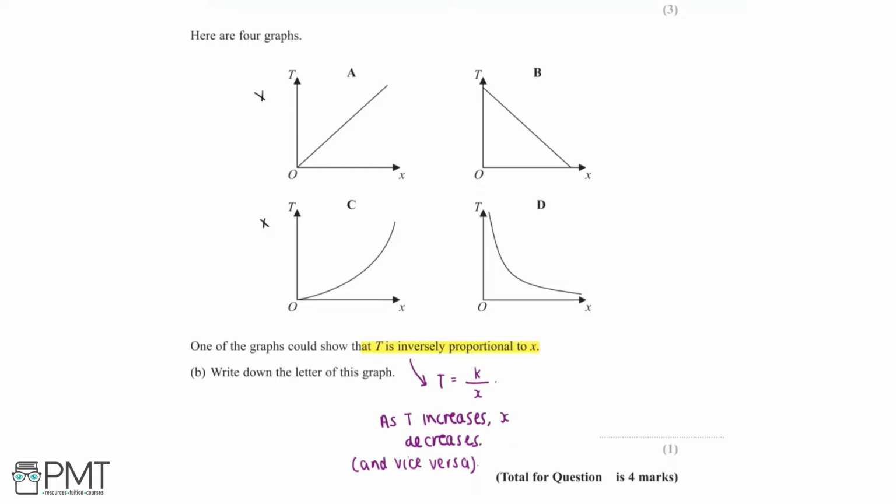So now we need to figure out which of these two graphs will show that t is inversely proportional to x. Looking at graph B, we can see that graph B is a straight line graph. We know that the general equation for a straight line graph is y equals mx plus c. But the general equation for inverse proportionality would be y is equal to 1 over x. Since graph B is a straight line graph and definitely has an equation in the form y equals mx plus c, we can see that graph B does not show that t is inversely proportional to x. And so we're left with a final answer of graph D.